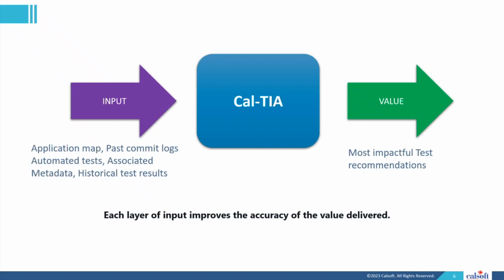So here is how CalTIA works at a very high level. Like any machine learning algorithm, it requires data. That data can be in the form of application maps, past commit logs, automated tests, any associated metadata information with the automated tests, and historical test results. With all this information given to CalTIA's machine learning models, it then delivers the list of most impactful test cases to execute for a certain release. Of course, each layer of input improves the accuracy of the value CalTIA delivers.